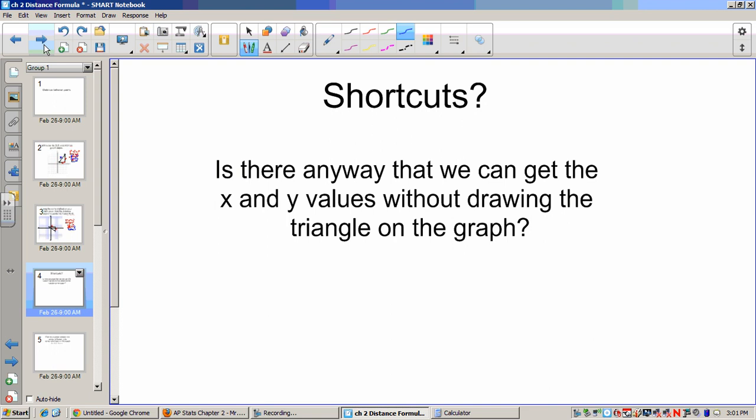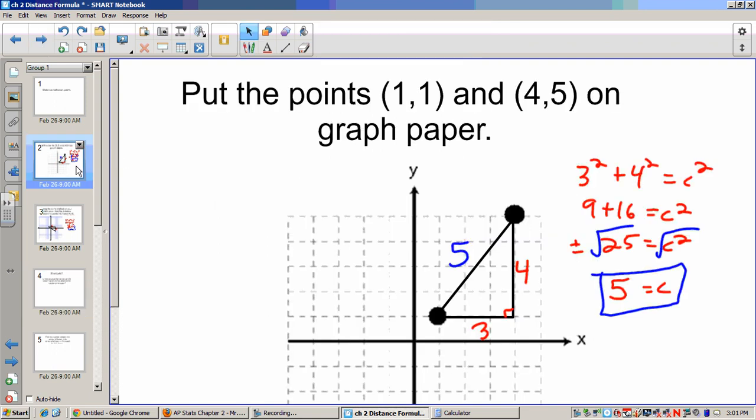All right, now we've done 2 examples. Let's see if we can find any shortcuts. Now let's look back here. I went from 1 to 4. See how my x went from 1 to 4? And then the distance I got was 3. Over here I went from 1 to 5, and the distance I got was 4.